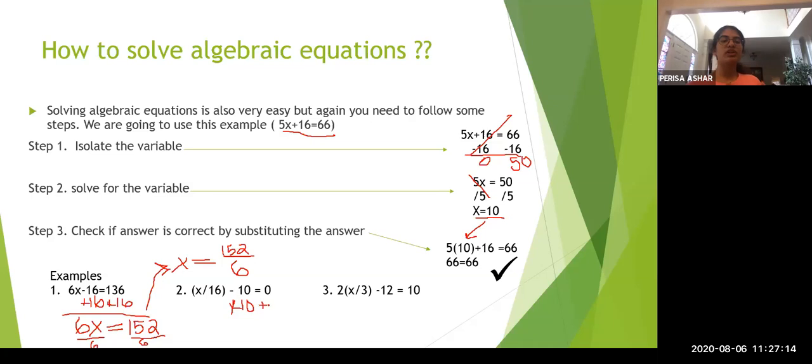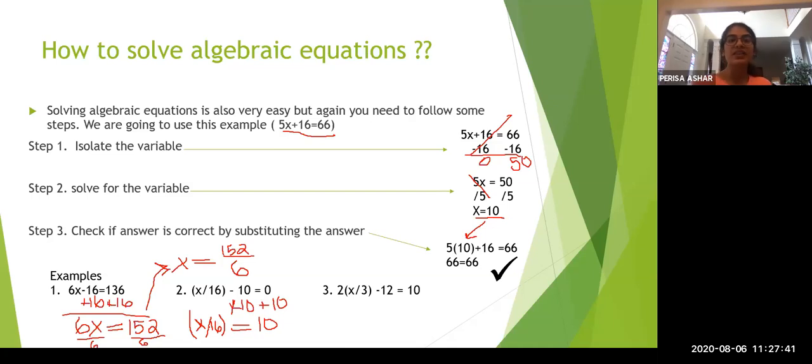Like Puri mentioned earlier, we need to separate the variables, which in this case is x divided by 16, from the constant. So the variable expression, x over 16, is on one side of the equation, and the constant, 10, is on the other side. Because if you add 10 and cancel it out on one side of the equation, you have to add 10 on the other side of the equation. So now we get x over 16 equals 10.